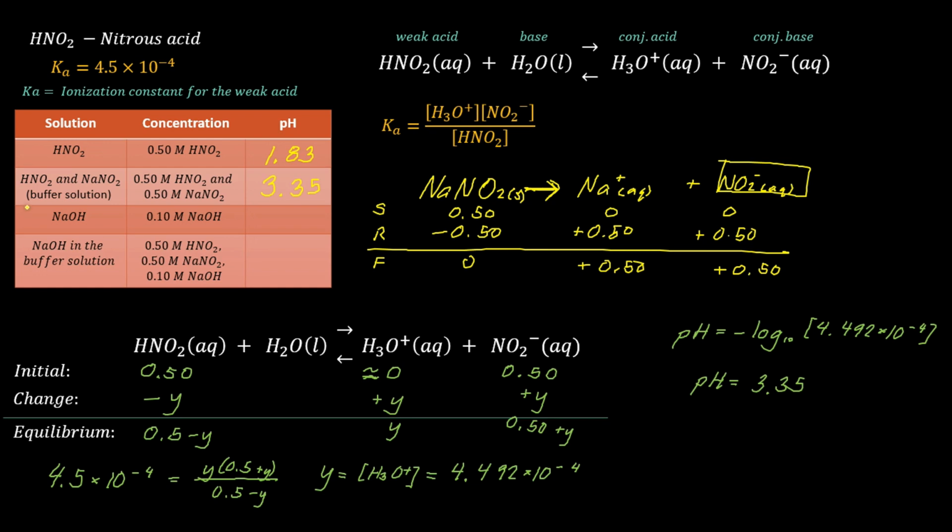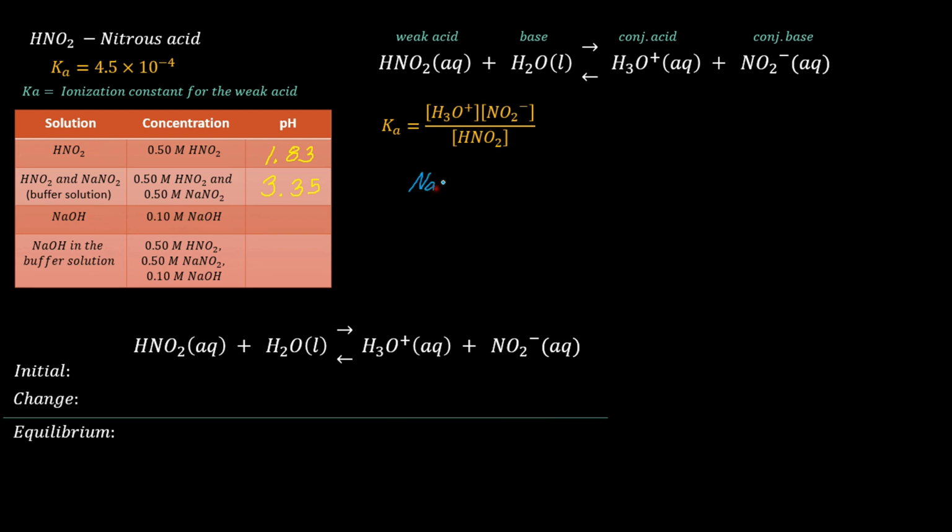The next part of this video is about buffering action. What will happen if you place sodium hydroxide, 0.1 mole of sodium hydroxide to a liter of this buffer solution? Keep in mind that sodium hydroxide is a strong base. I feel the need to emphasize that it is a strong base by showing to you what will be the pH if we only have 0.1 mole per liter of sodium hydroxide.